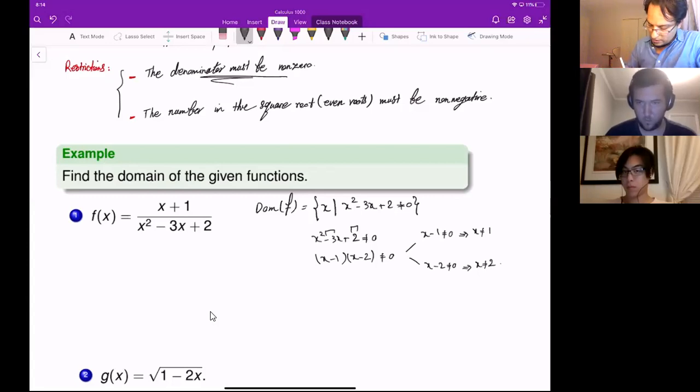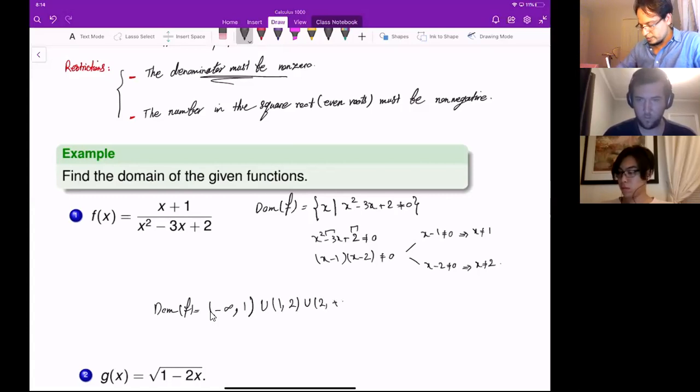In other words, the domain is any number from negative infinity to 1, which I should exclude. That's why I use the round bracket. And from 1 to 2, I'm excluding 2, and from 2 to plus infinity. So that's the domain of this function in terms of intervals.